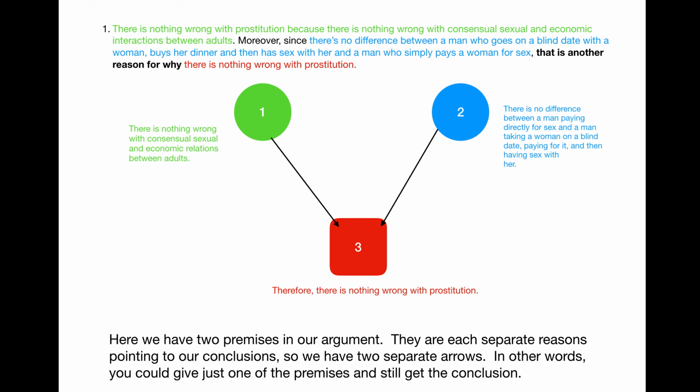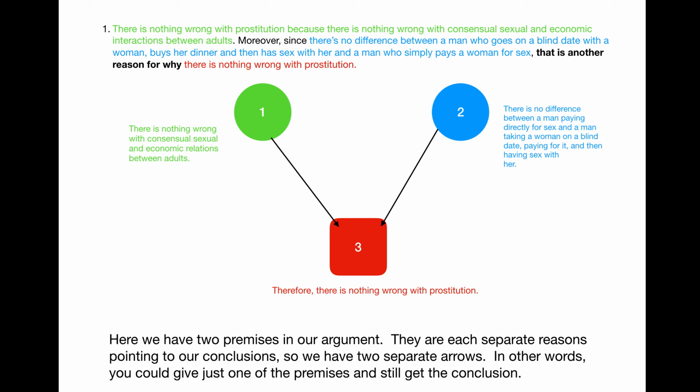So let's go through this. First, we want to identify our conclusion always first. So that's the reason why the indicator words are there. Okay, so our conclusion is that there's nothing wrong with prostitution. So then we have to figure out what our other premises are. So our premise 1 is there's nothing wrong with the consensual, sexual, and economic interactions between adults. Okay, so basically the statement is saying there's nothing wrong with consensual sexual things, and there's nothing wrong with consensual economic interactions. So that's our premise 1.